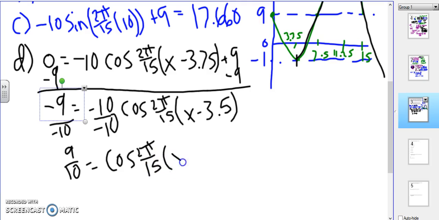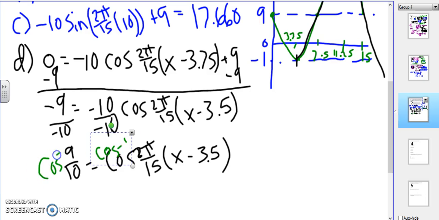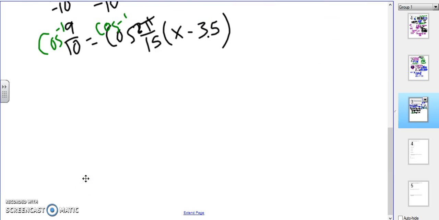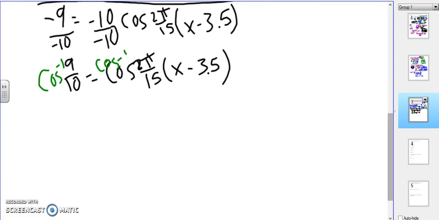Now, we want to work from the outside in. The x is in a parenthesis. We got to get inside the parenthesis. In order to do that, we got to take the outside. So we got to cosine inverse both sides. So when I do cosine inverse, it's going to be cosine inverse of 9/10. So the cosines cancel, so I have cosine inverse of 9/10.